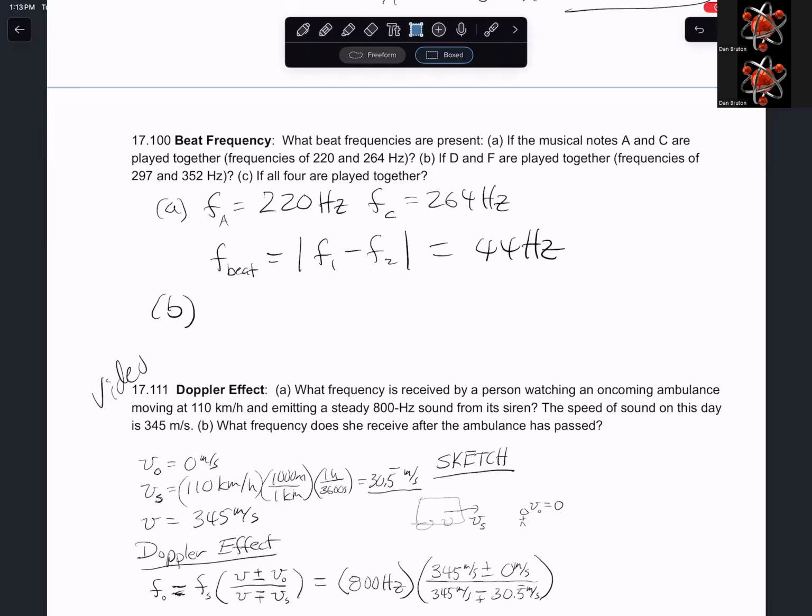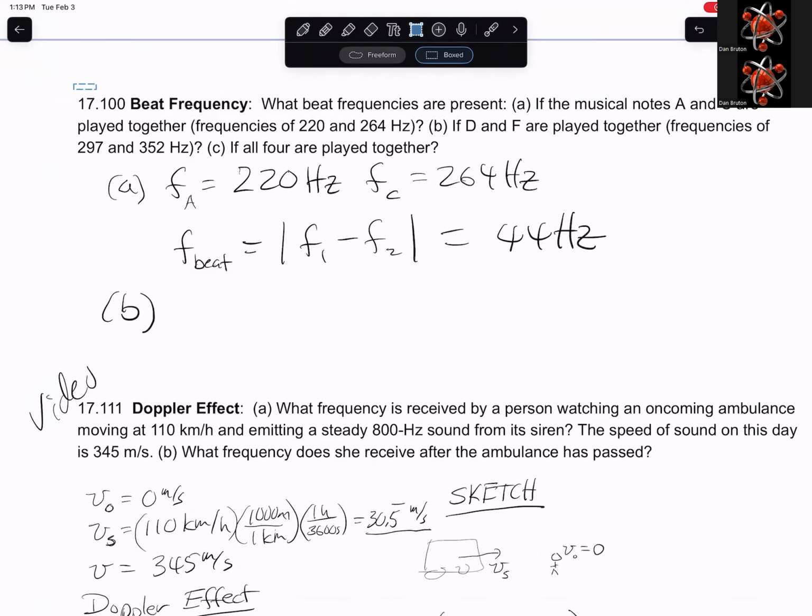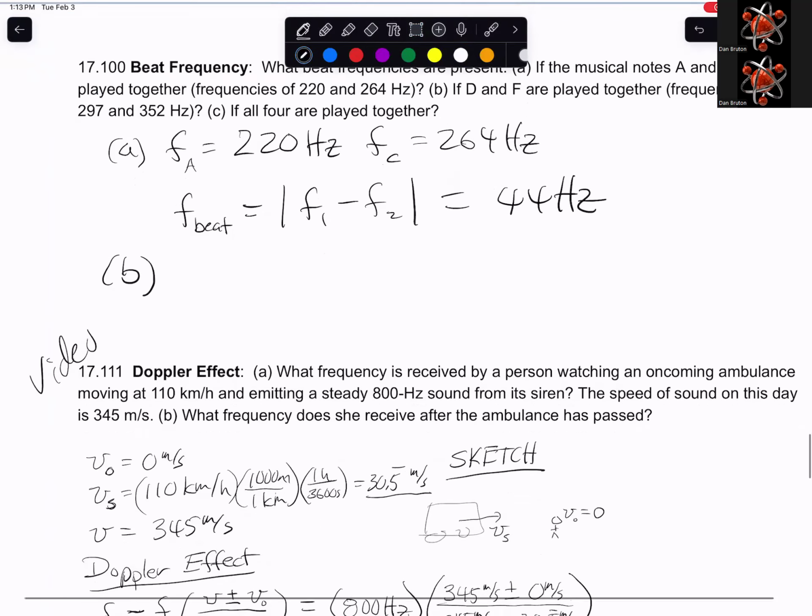Okay, I promised you all that I would finish up these last three problems in chapter 17 with video. So here we go. Looking at part B, we know that the beat frequency is always equal to the difference in the two frequencies being played together out loud. And it's the absolute value between the two.